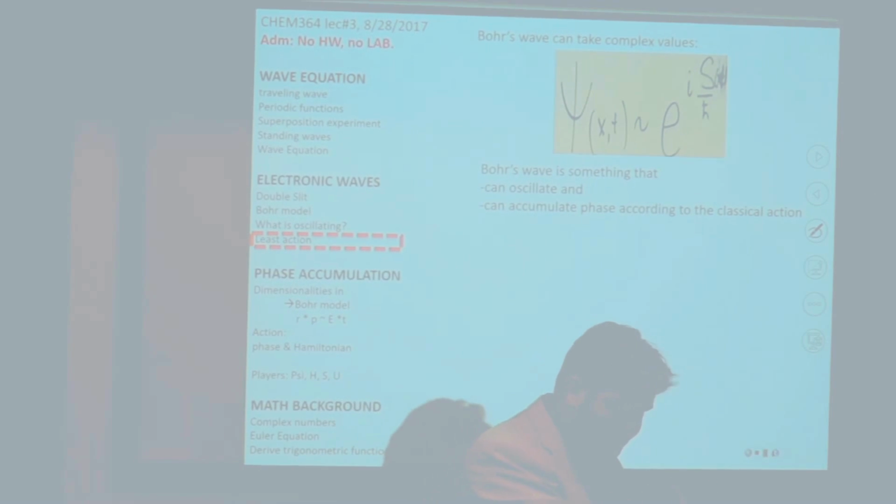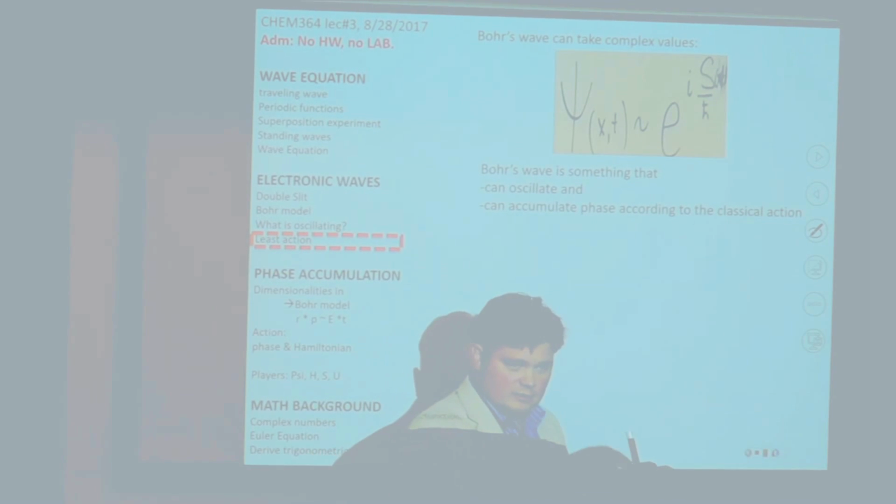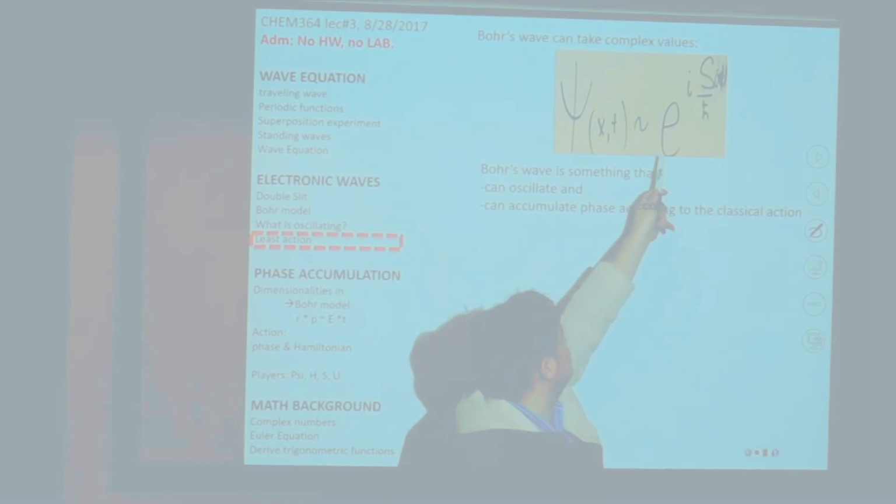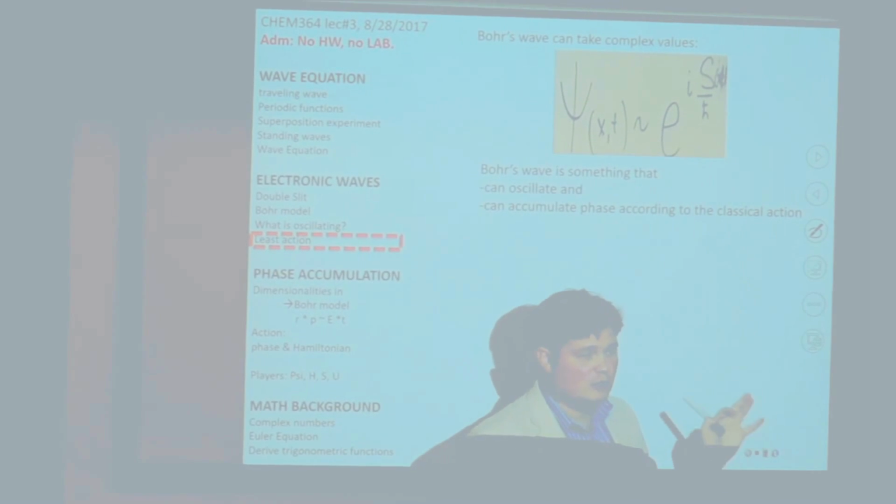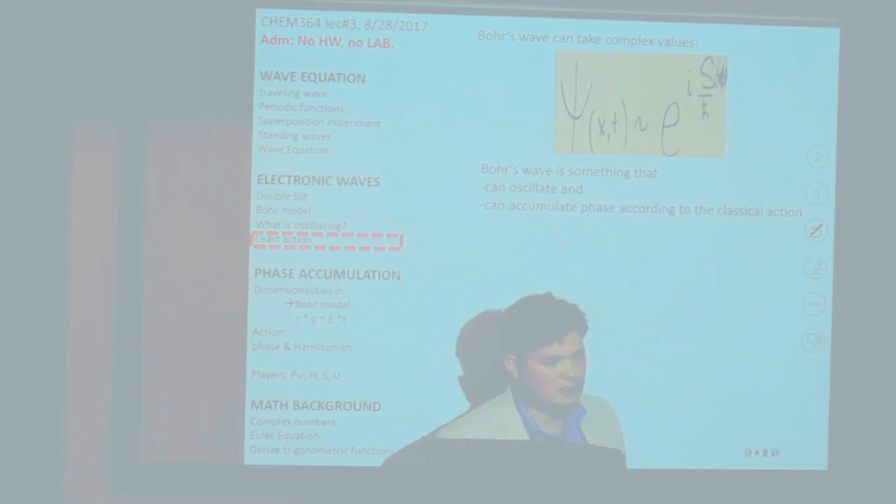Electron accumulates phase, accumulates action, we divide it by the Planck constant, get phase, get angle, and then plug it into an exponential function. So it oscillates in both real and imaginary parts. So we are going to develop math that will help us to work with functions of this type. And we will use complex numbers often, fortunately or unfortunately.